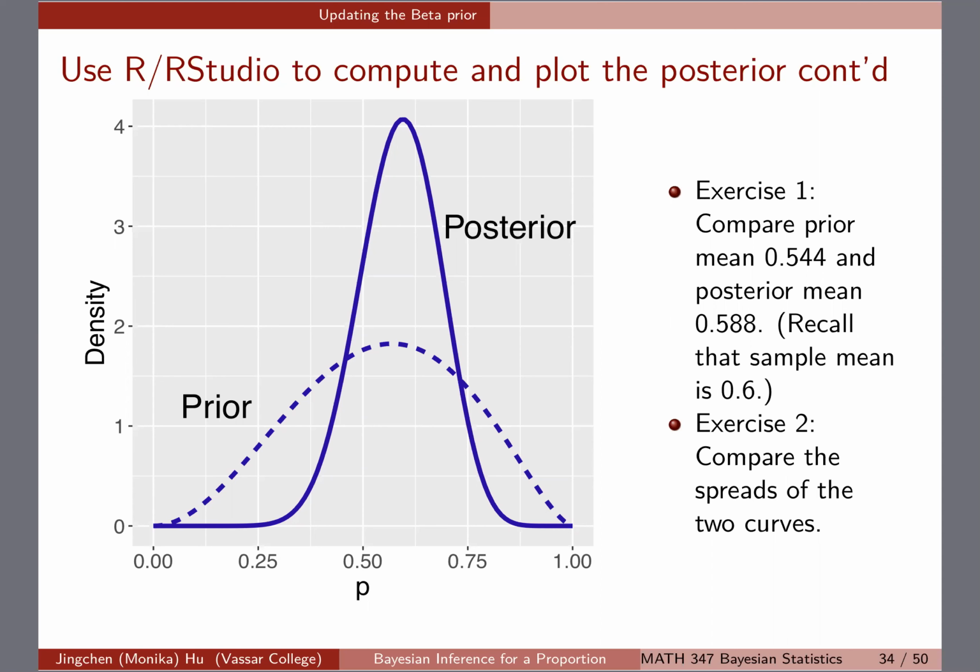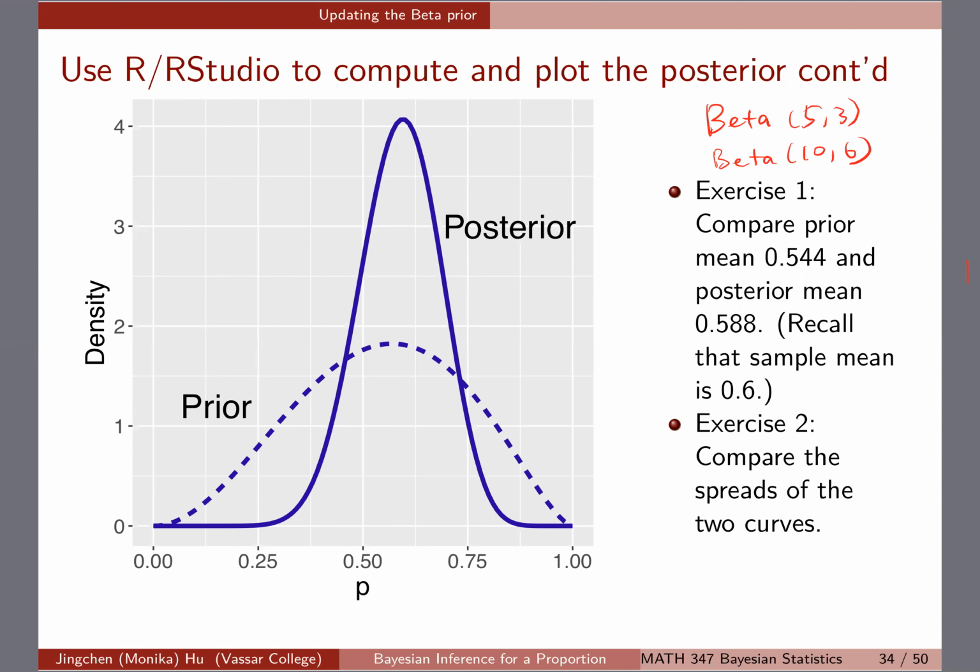Yes. Is beta 5,3 the same shape as beta 10,6, or would one be sharper? What do you think? What do you all think? So Aiden's question is beta 5,3, and then beta 10,6.